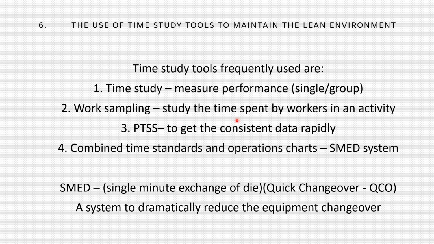Work sample. Sampling is nothing but, if you have like 100 stations, you can't study all 100 stations in a big production plant, right? You're going to study, let's say, 30 stations out of 100 or out of 150 stations, or fewer. So that's called sampling. So study the time spent by workers in an activity, and you're going to sample out. You don't have to do the whole 100% of your workers' activity. You're going to sample out important activities. So that's work sampling.